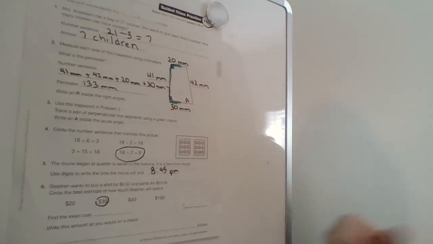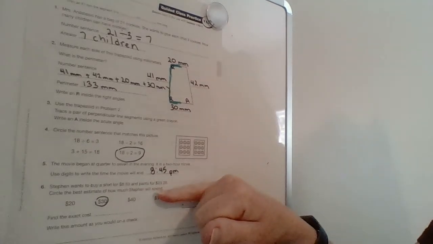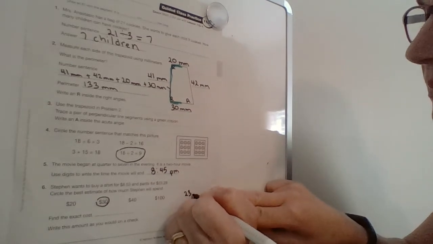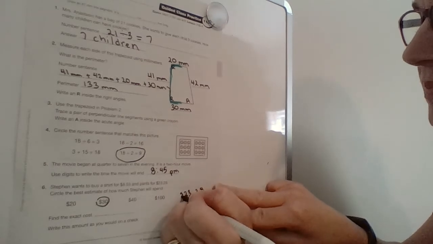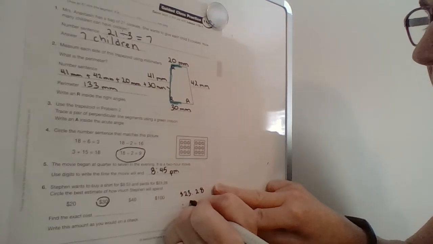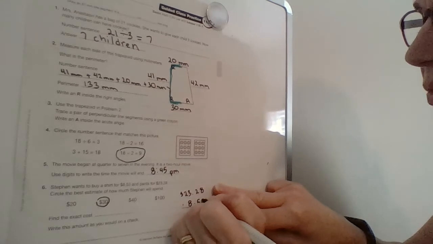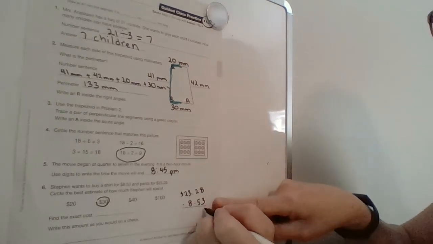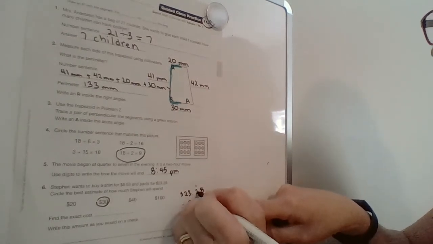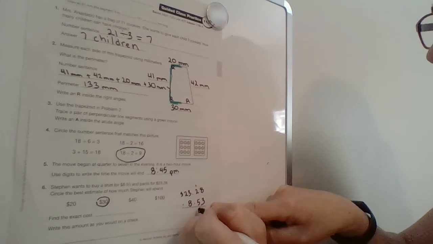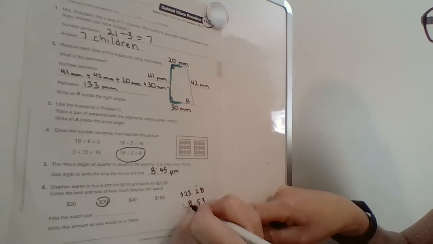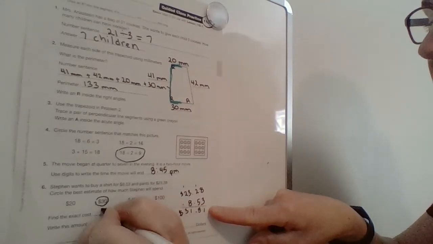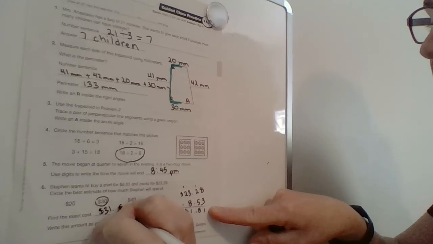Okay, find the exact cost. So with that, we're going to add. Okay, we're going to add 23.28 plus 8.53. Okay, we're going to add those together. And we know that 8 plus 3 is 11. Carry the 1. 3 plus 5 is 8. 8 plus 3 is 11. Carry the 1. And we have the exact cost of $31.81.